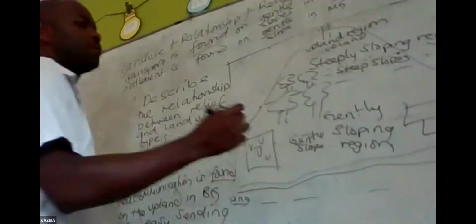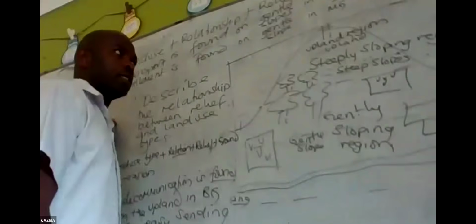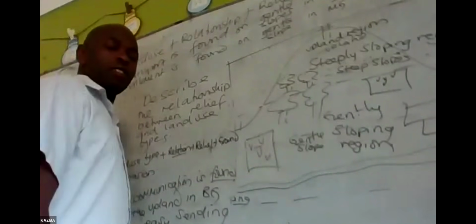For example, if you had the crops here and you had terraces, then you say crop cultivation is found on steep slopes in the middle ground and background through use of terraces. So you have to end by giving a reason. Hope I'm clear.